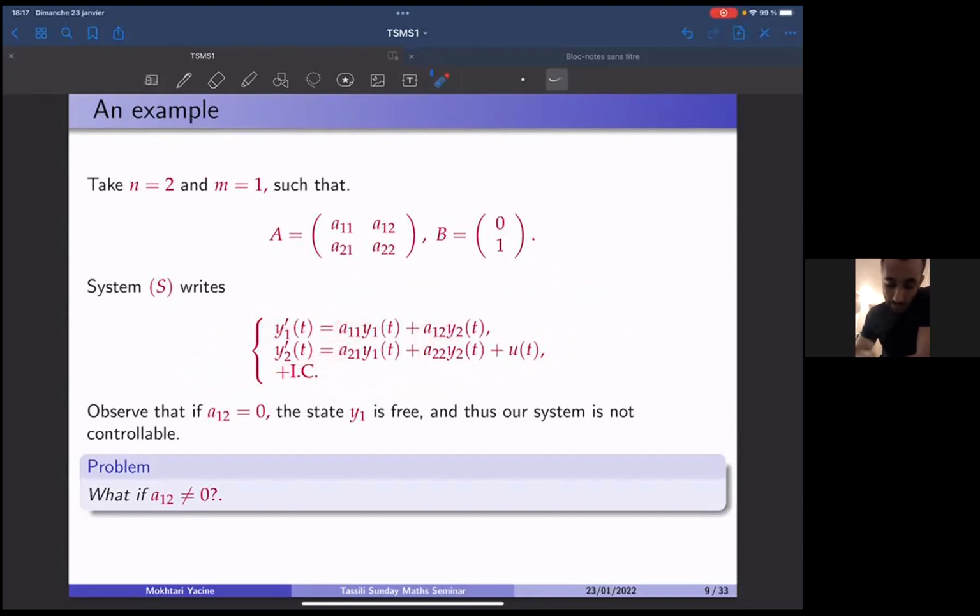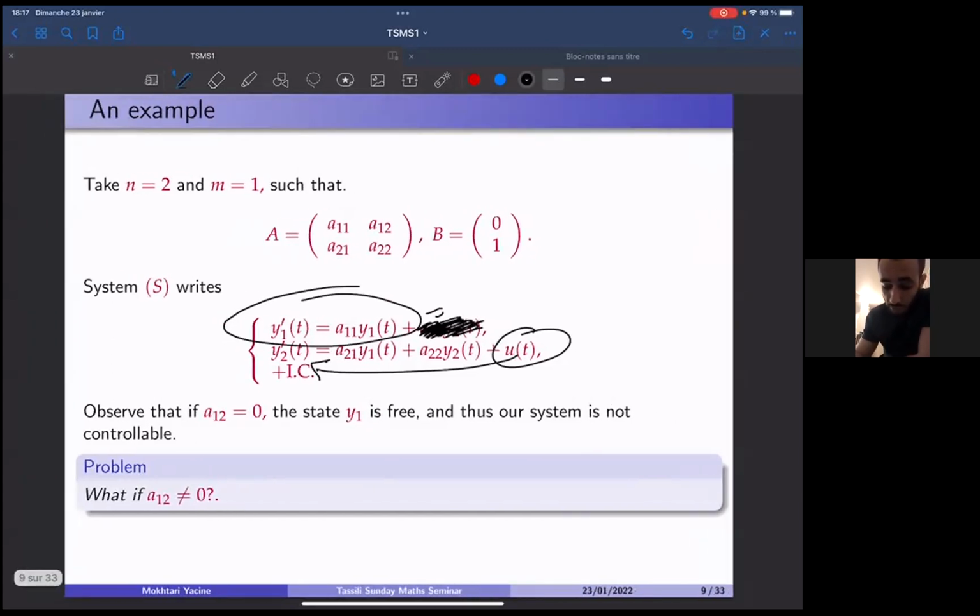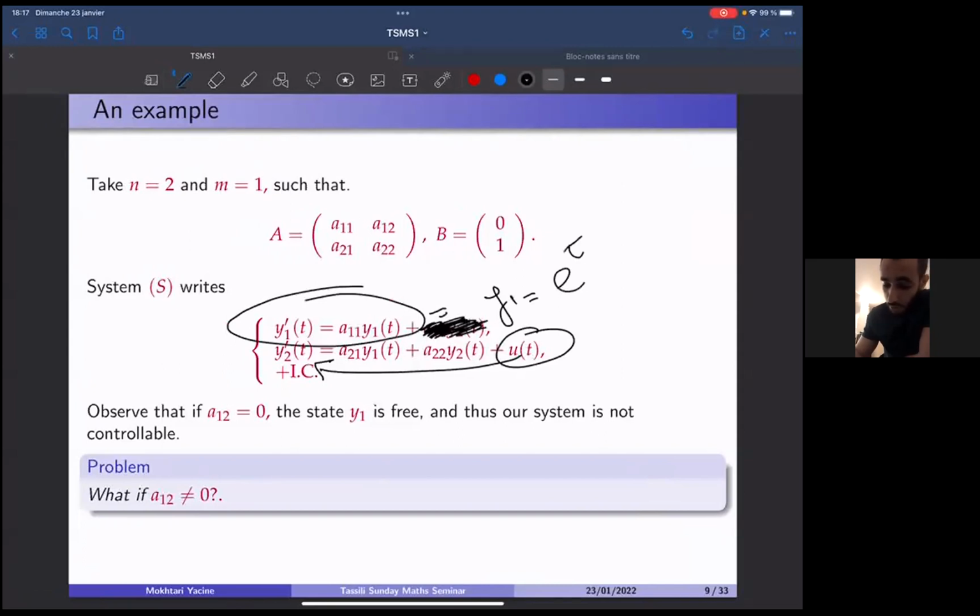We can see that this condition here is necessary for the controllability. Why that? Because if this component equals 0, then we will obtain this equation, and then the control U controls y2, and y2 cannot control y1. The y1 we can solve explicitly. This gives y1 equals exponential t times y1(0). There is no control here, and therefore this equation is free. We cannot control this equation. We can never control it, and therefore this is a necessary condition for the controllability.